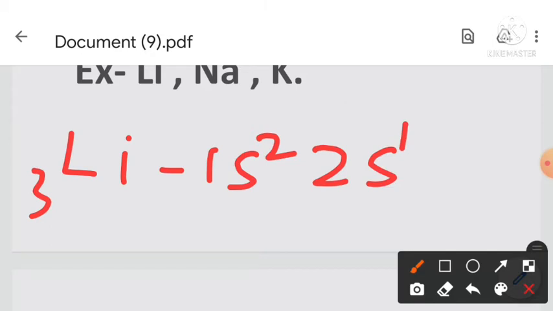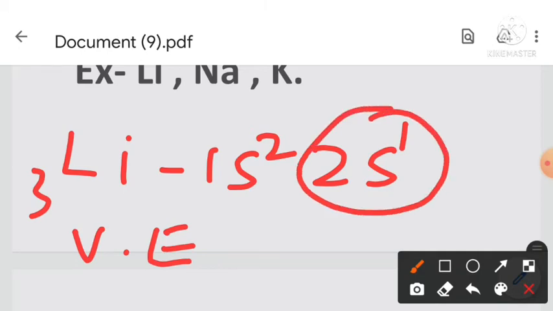First we derive its valence electron. We know that its outermost shell is 2s1, so its valency is 1. Now in the above conditions it is told that if the number of valence electrons is 1, then it is said to be a metal. So here it is proved that lithium is a metal because its valence electron is 1.